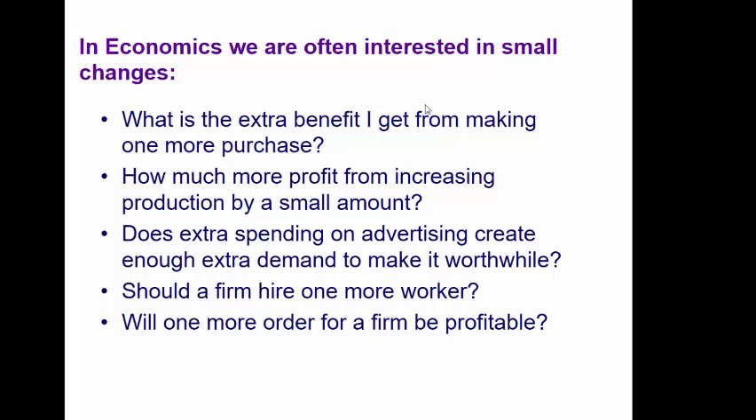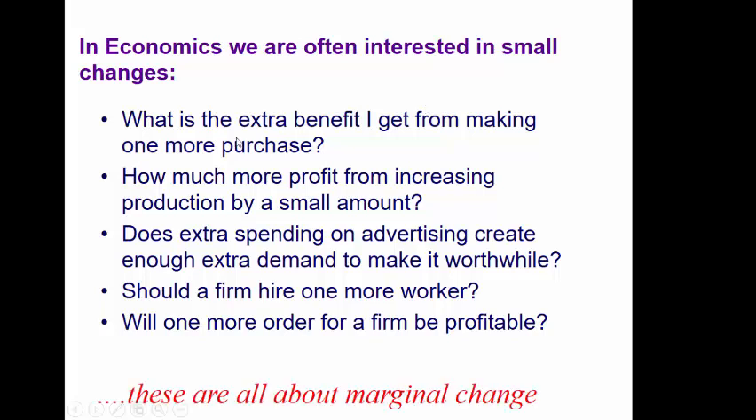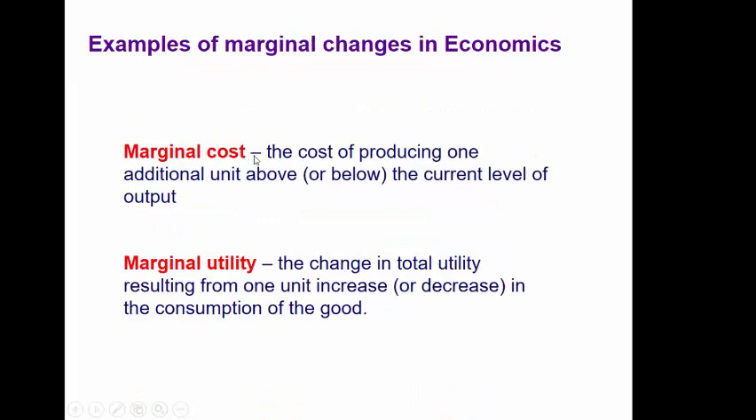So we're not interested in the first product we make. That's different. That's got a lot of extra costs in it. We're talking about making a change from where we are now. So all these are about marginal change. Now, in economics, marginal changes are used a lot. So here's just a couple of examples. Marginal cost, which is the cost of producing one more unit above or below where we are now. Marginal utility, the change in utility we get from one unit increase or decrease in our current level of consumption.